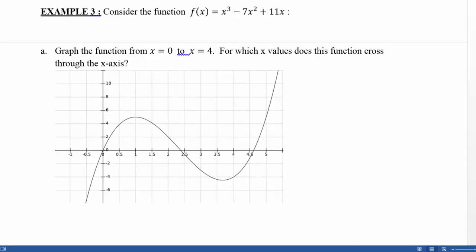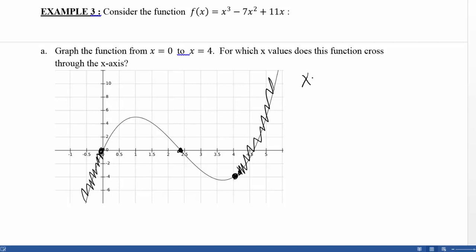Example 3. Consider the function f of x equals x cubed minus 7x squared plus 11x. Part A. Graph the function from 0 to 4. For which x values does this function cross through the x-axis? So let's see where we go from 0 to 4. 0 is here, and 4, the function ends here. We're going to ignore everything outside of that. From 0 to 4, all that stuff doesn't matter, which means that we cross through the x-axis right about here.